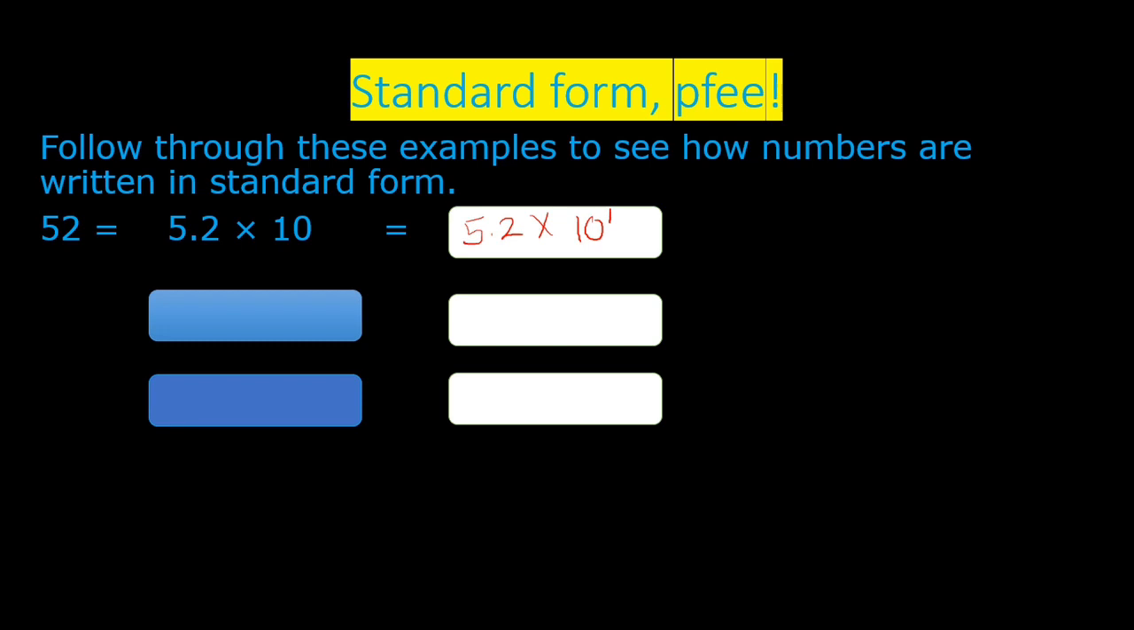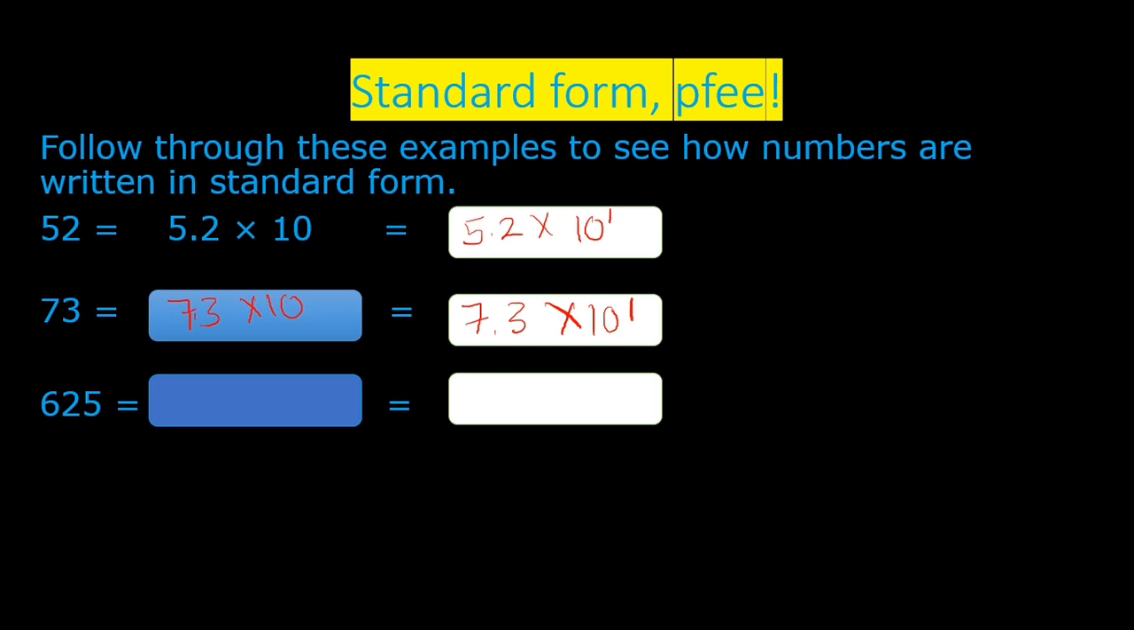That's simple enough, right? Let's try another one. 73, using the same method, can be written as 7.3 times 10. And again, since this number is between 1 and 10, it satisfies the notation, and hence it will be 7.3 times 10 to the power 1. Let's try another one.